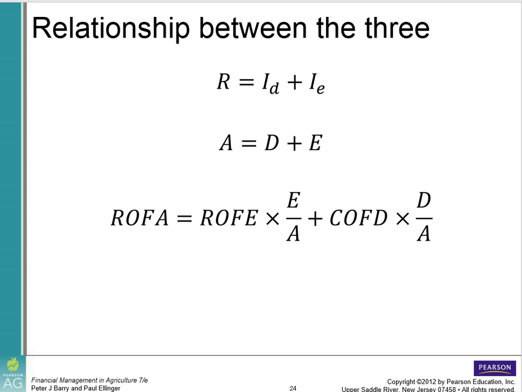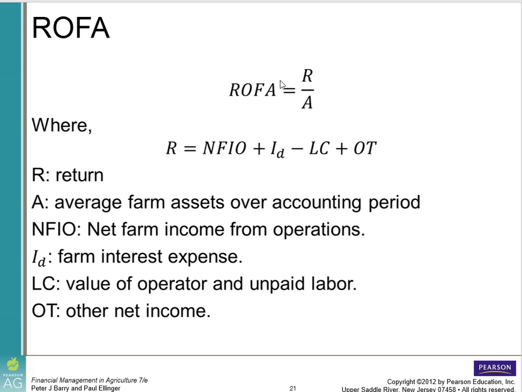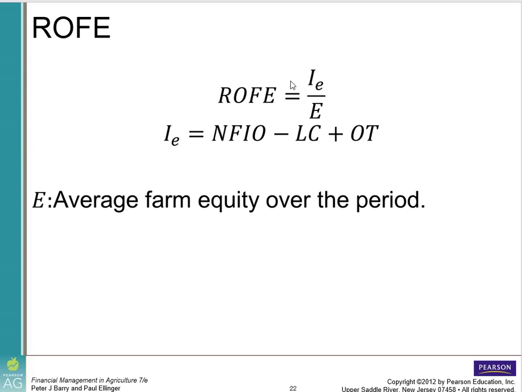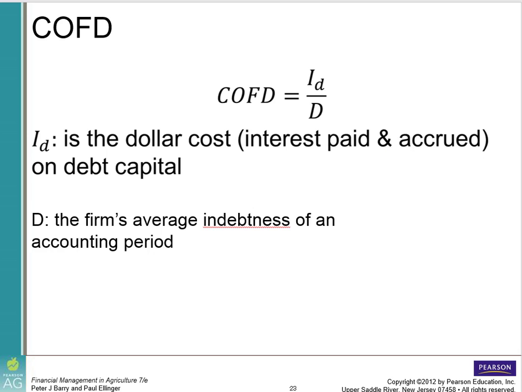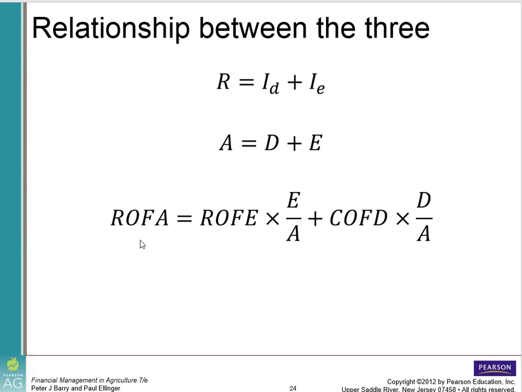And then if you manipulate this ratio and this ratio and this ratio, you can have a joint relationship where the return on farm assets equals return on farm equity times E over A plus COFD times D over A. So if you know what this value is and what this value is, you can calculate the return on farm assets.